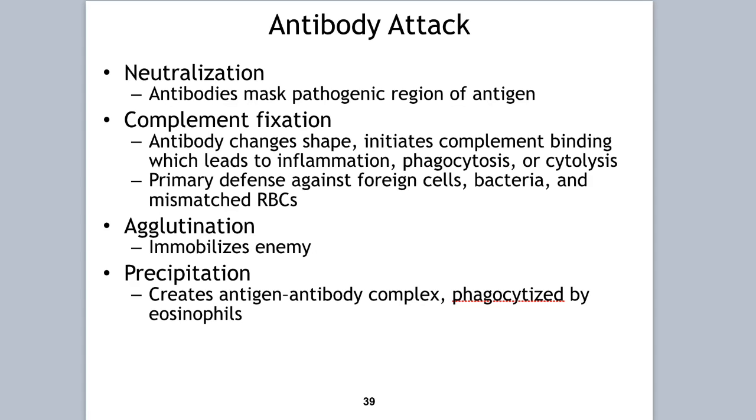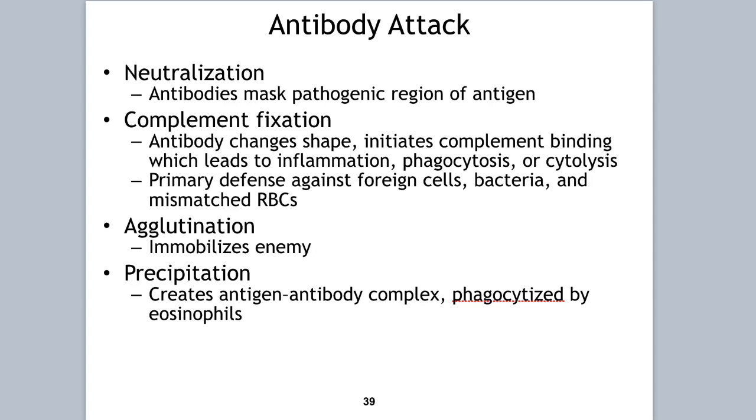First thing they can do is neutralize the pathogen. So they can bind to the pathogenic region of the antigen. Maybe our bacterium has some proteins on its surface that it specifically uses to infect our cells. Or maybe the virus has a specific protein portion that it uses to inject its DNA into our cells. So what the antibodies can do is bind to that infectious part of the virus, blocking it from actually injecting the DNA into our cells. That way, that virus can never really truly harm us.